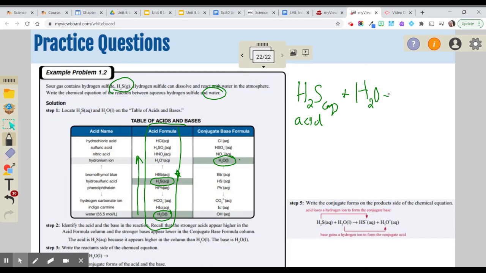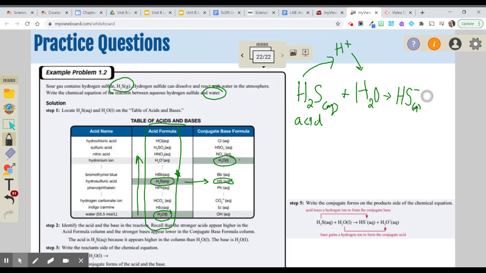Now, how do we figure out what our products are going to look like? Well, our chart gives us a real sneaky way of doing this. We can see H2S, it gives us what the conjugate base looks like. So when H2S donates its proton to water, it's going to lose a hydrogen. It only has one hydrogen now. It still has a sulfur, but it becomes negative. And look, they give it to us in the charts. We don't even have to memorize it. We don't even have to figure it out. We can just look in the chart to see what that acid turns into when it reacts with the base.